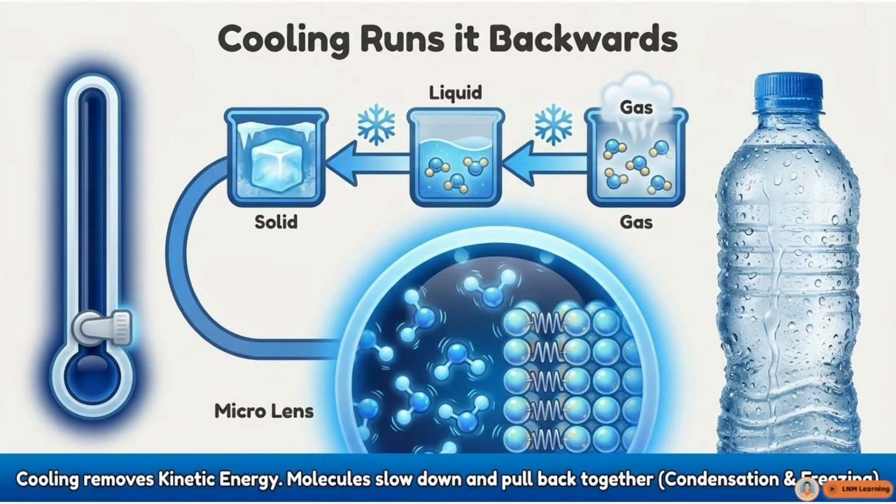Now let's run it backwards with cooling. Cooling takes away energy, so the molecules slow down and come closer again. Steam, when it cools, turns back into water. That's why droplets appear on a cold water bottle on a hot day. Cool water enough and it freezes into ice. So heating and cooling are like a two-way switch. Heat spreads molecules out, cold pulls them back together. That's how one thing becomes solid, liquid, or gas.